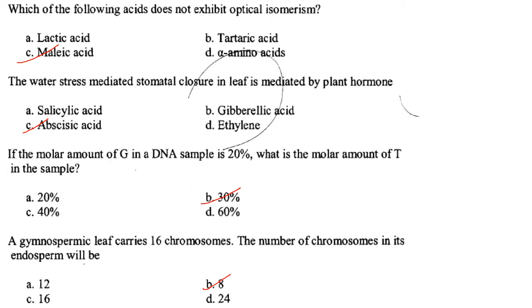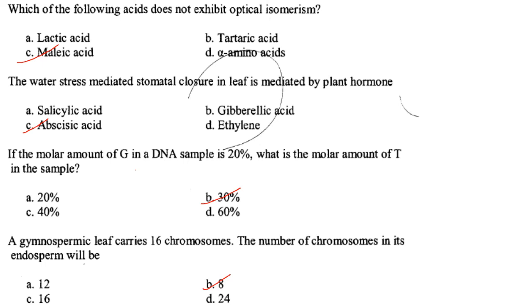Answer is option C. Then if the molar amount of G in DNA sample is 20%, what is the molar amount of T in the sample? So according to Chargaff's rule, the amount of adenine is always equal to that of thymine and amount of guanine is equal to cytosine. So if double-stranded DNA has 20% G, then according to the law, 20% C also.